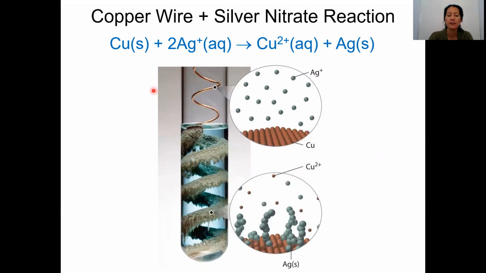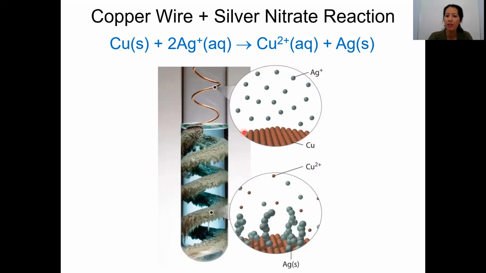Here's another classic example. This is a really beautiful experiment to do. You have this copper wire, and if you put it in a solution with silver ions, say silver nitrate, that's soluble in water, you will observe a redox reaction where the copper starts getting chewed up and forming copper ions, and the silver ions that were floating around in solution are now plating out. Here they look pretty crystalline, but they'll plate out as silver solid.